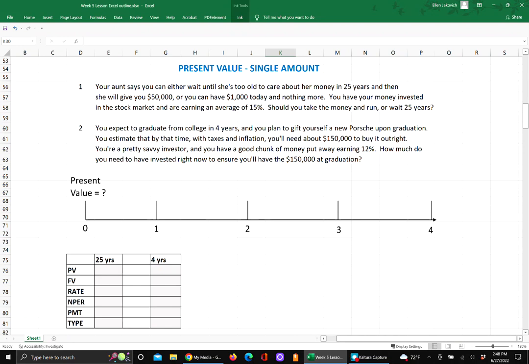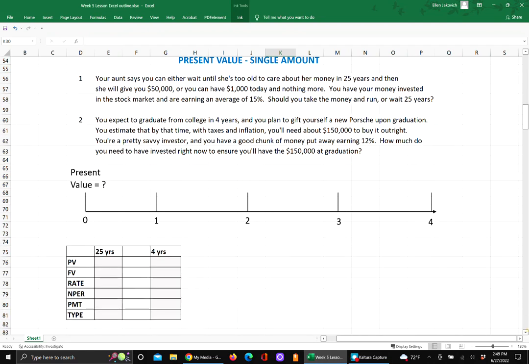So, the first problem is about our aunt, who says we can either wait until she's really old, about 25 years, and then she'll give us $50,000, or she'll give us $1,000 today, and that's it. We invest our money in the stock market, earning about 15% on it. Should we take the $1,000 and invest it at probably 15%, or wait 25 years and get $50,000? How do we set up a problem like this?